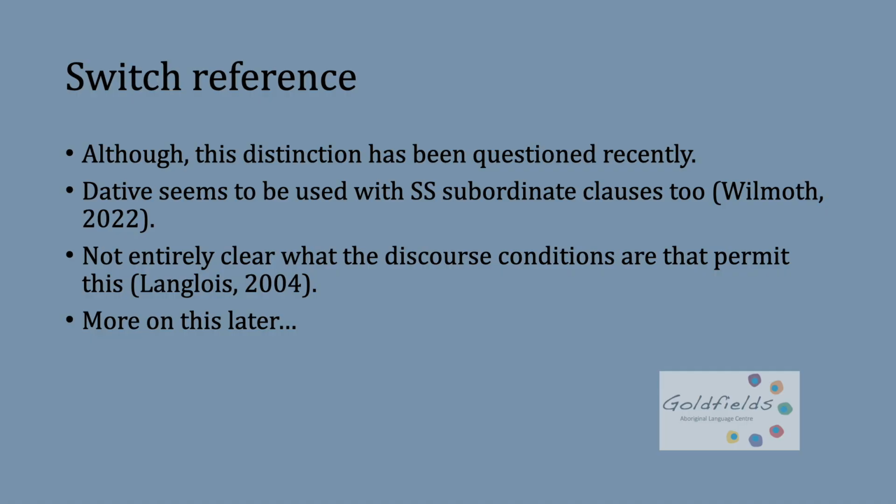Whereas in this second example here, the person or thing doing the action in the subordinate clause is the same as the person or thing doing the action in the main clause, and the nominalised verb is intentive marked instead, so gitja marked. So the person taking is the same as the person planting, and so to mark that it's the same subject in each clause, it's gitja marked instead. Although recently this distinction has been called into question.